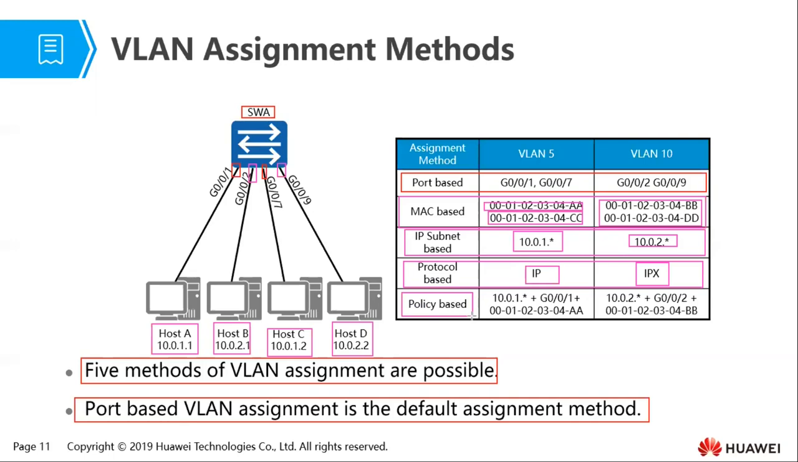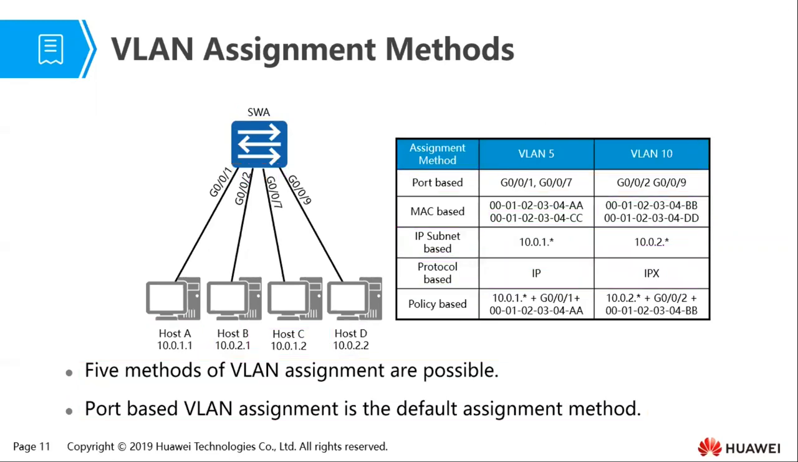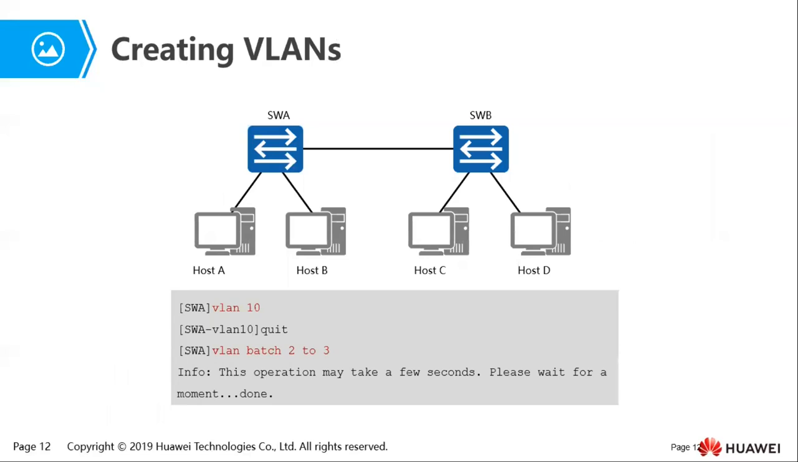We can use the subnet and the interface, or the subnet and the MAC address, or even three. So that's called policy-based. Please remember again that port-based VLAN assignment is the default assignment method for Huawei devices.